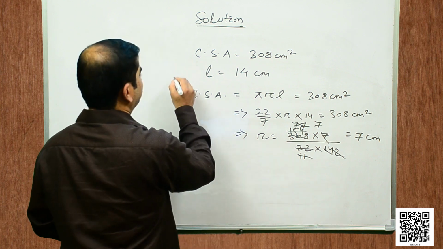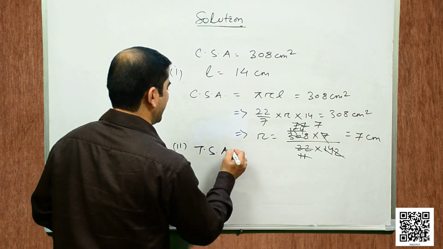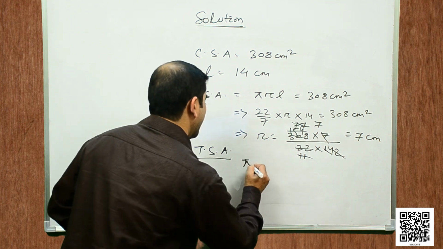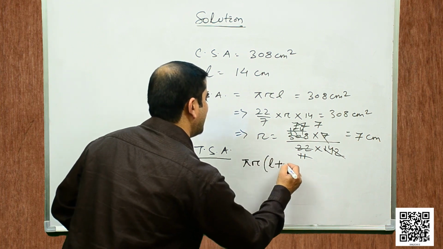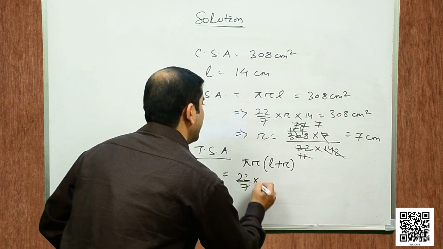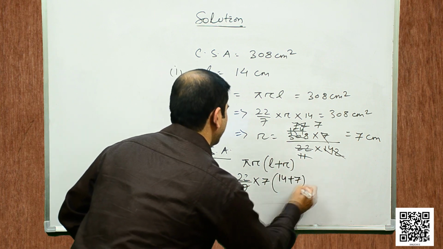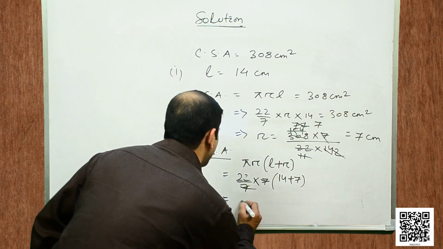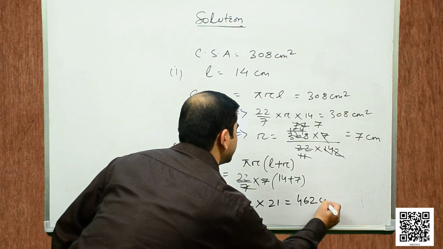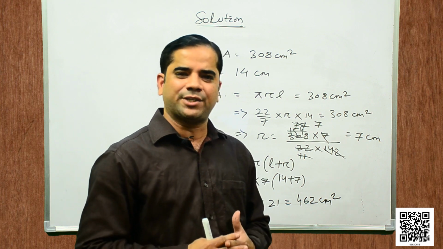Let us now find the total surface area of the cone. So, this was bit 1. Bit 2 asks for the total surface area. For total surface area the formula is pi r multiplied by (L + r). Let us substitute the values: 22 by 7 into 7 multiplied by (14 + 7). So, this is equal to 22 into 21, which is 462 centimeter square. Students, hope you understand the solution for this question.